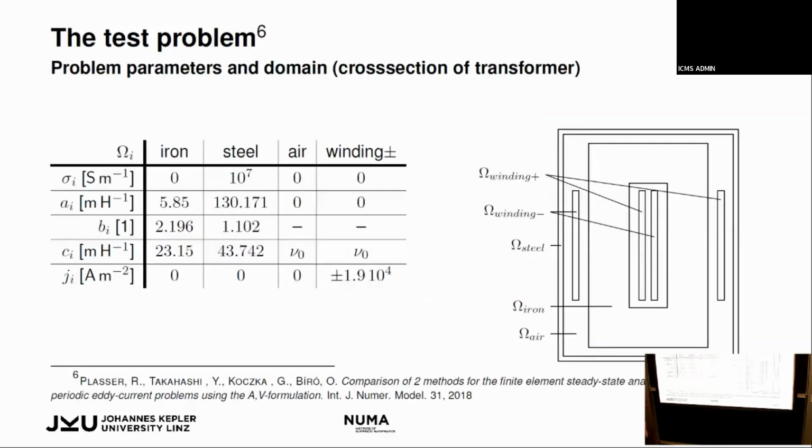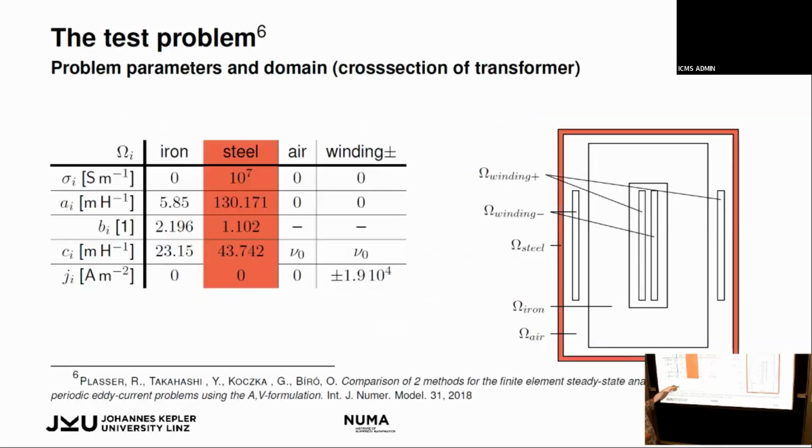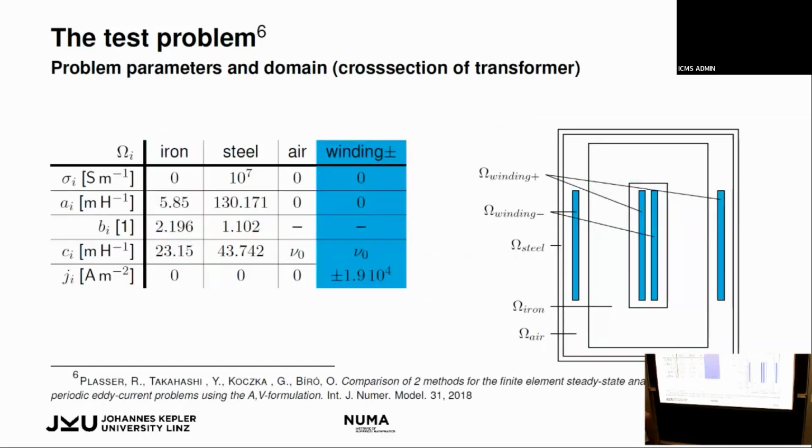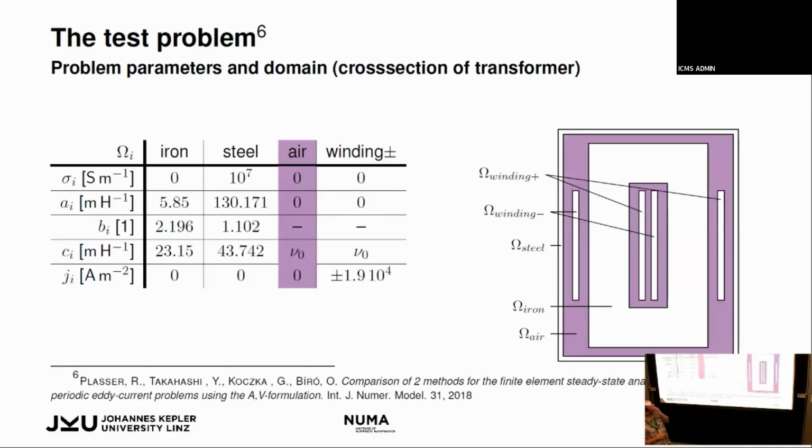Okay, so what is our domain? Our domain is the cross-section of this transformer you saw earlier. It has the following parameters. In the steel cage, we have the only part where we have conductivity. It's 10 to the 7. It's 0 everywhere else. It has some parameters where I fitted the BH curve. Then we have the iron core, which is also a nonlinear material. In the windings, we have this current excitation, which is a moderate excitation. And there we have linear material, and also air is a linear material. I took this benchmark from this paper.